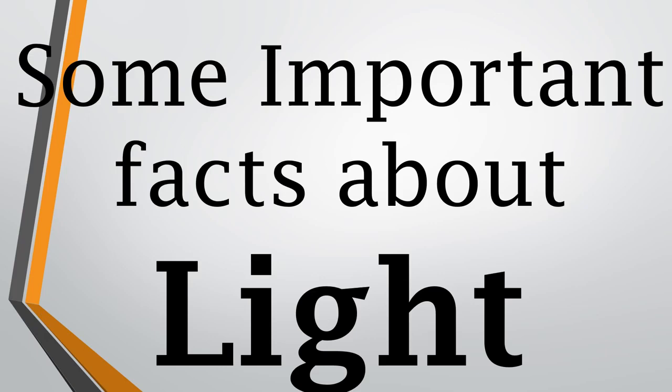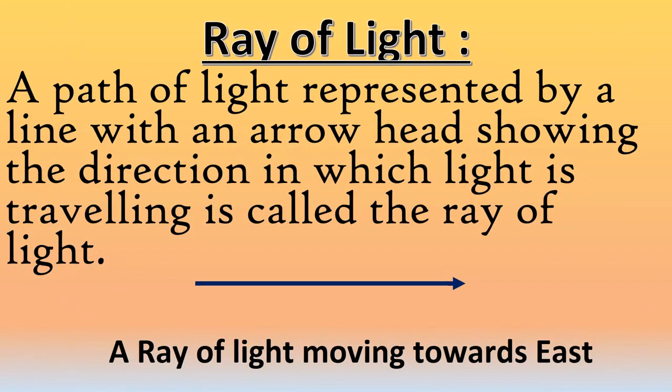Now, let's discuss some of the important facts about light, which you all should know if we are learning about light. Let us first of all understand what is a ray of light. A path of light represented by a line with an arrowhead showing the direction in which light is traveling is called the ray of light.